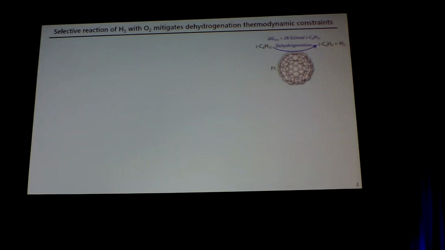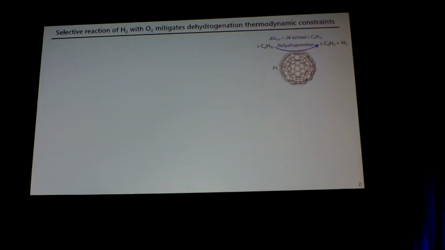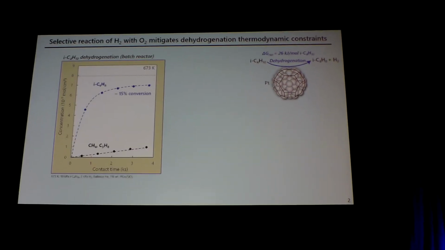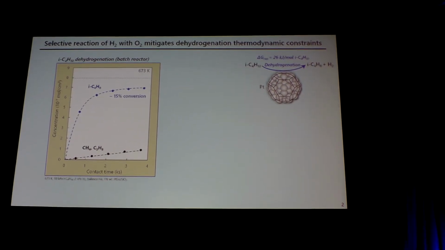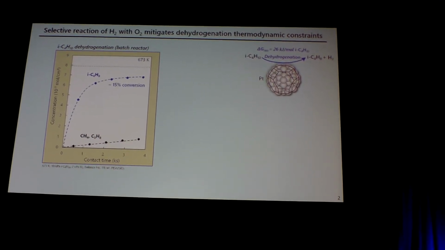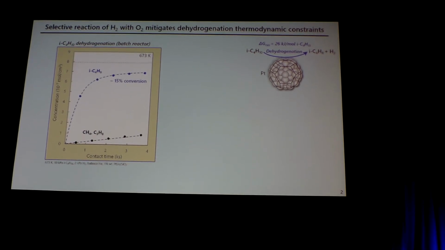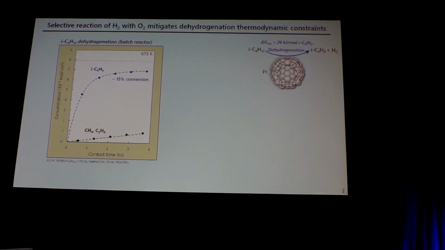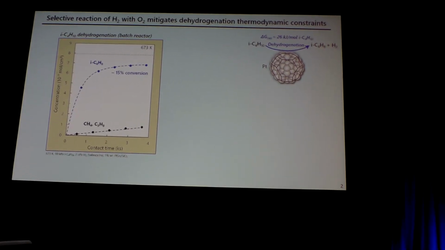The motivation behind this work stems from one of the main challenges associated with dehydrogenation reactions, and that is their inherent thermodynamic constraints. Here we show for isobutane dehydrogenation in a batch reactor, the product isobutene quickly levels off at fairly low conversions due to the equilibrium limitations. At the same time, hydrogenolysis is a more thermodynamically favorable reaction, and so the selectivity decreases as the conversion increases.